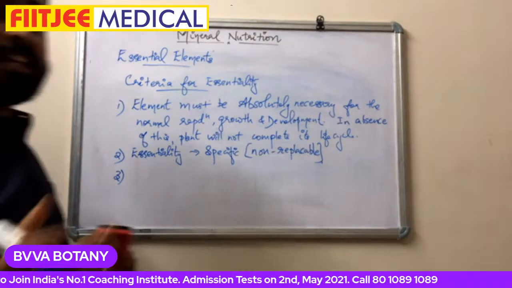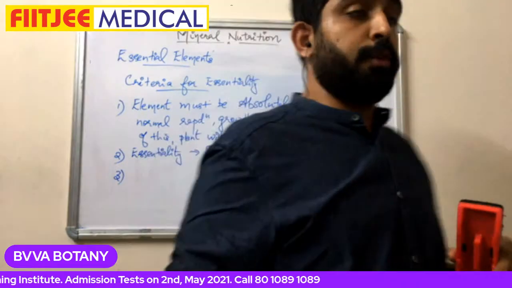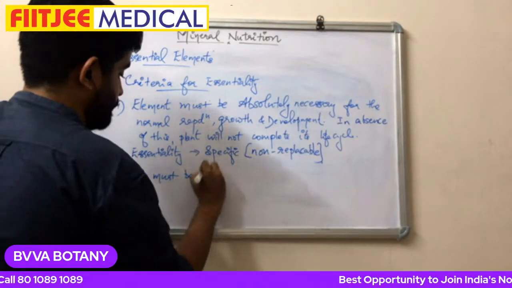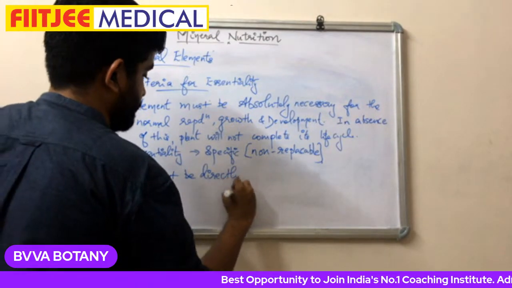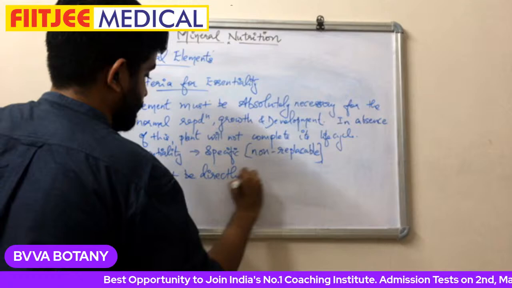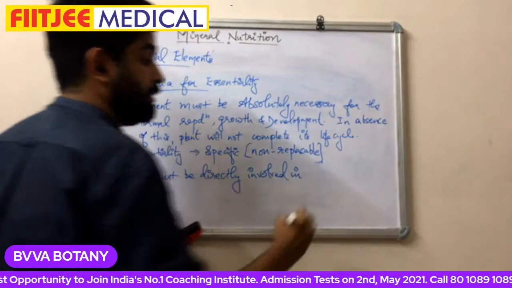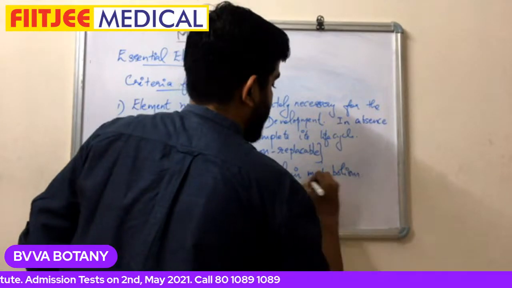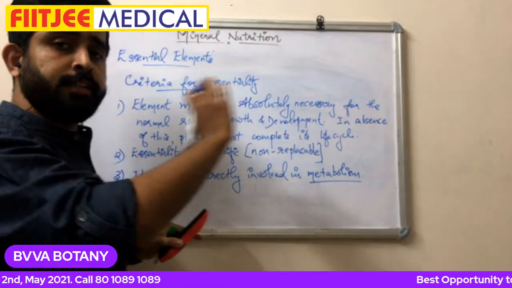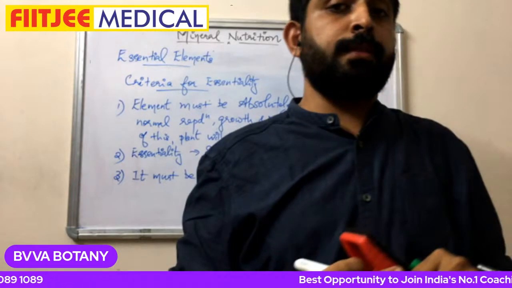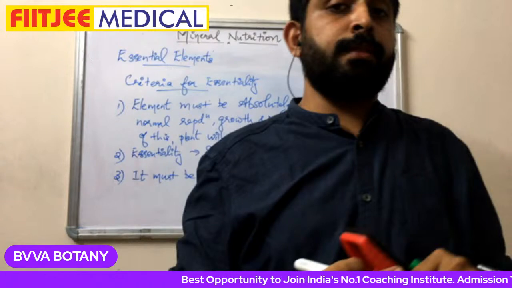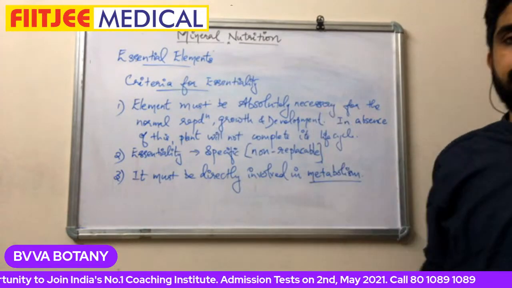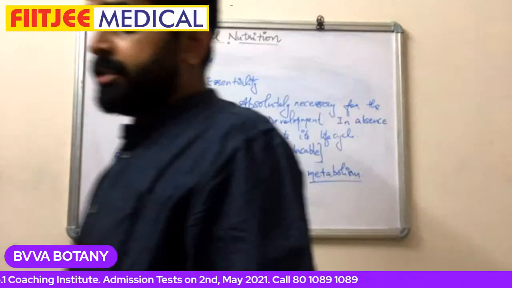The element should be directly involved in the metabolism. It must be directly involved in the metabolism. What do you mean by metabolism? The sum total of all the reactions which are taking place inside a living organism. That is what we mean by metabolism. So clear? Those elements we call essential elements if they satisfy the conditions which we have mentioned here.